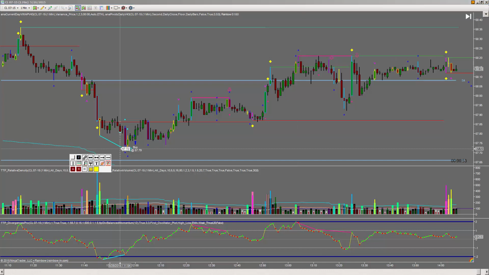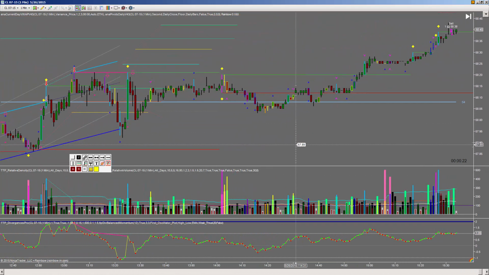So initially, if I were looking for the end of this move, I would have taken one off right here, probably right at that line right there. And then the next one at the volume divergence, which we have a beautiful signal of right there. That's just a perfect volume divergence signal. And then we come all the way back down to the baseline.